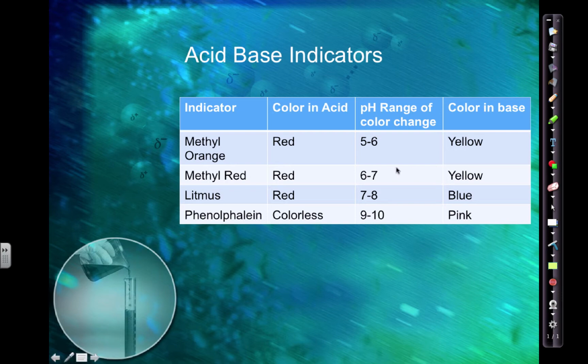Okay, so phenolphthalein is colorless and it will turn pink, and it has a pH range of 9 to 10. Now litmus paper, it's just an indicator you do need to know. If you have litmus paper and it turns red, that indicates there's an acid there, and if it's blue, it indicates there's a base.